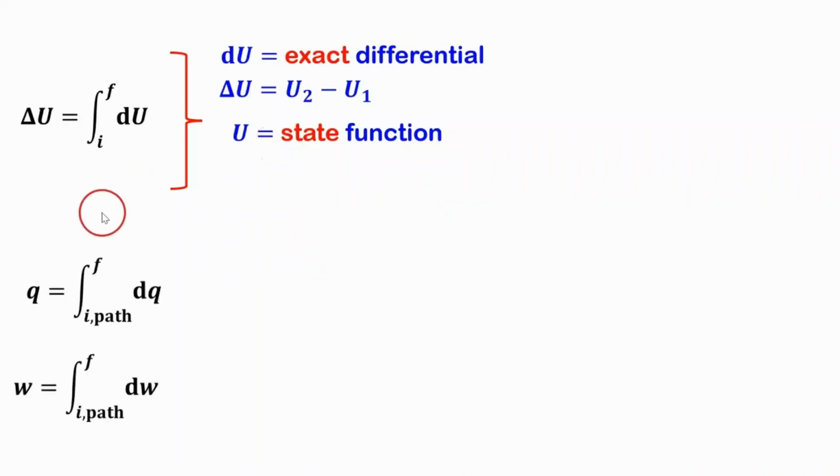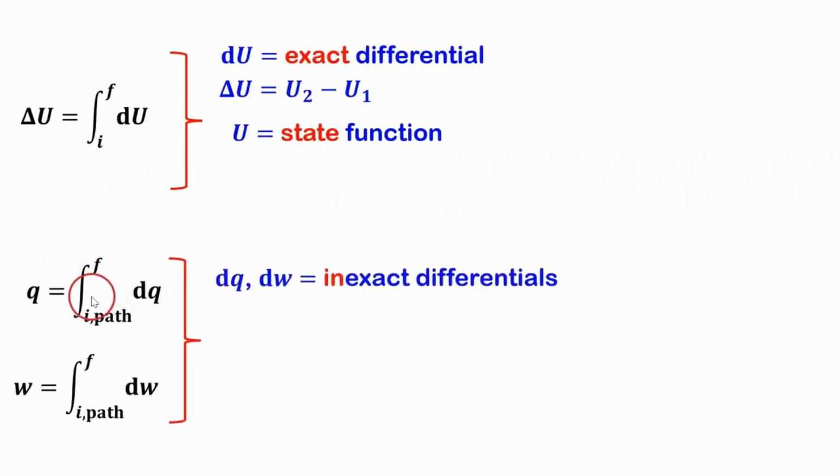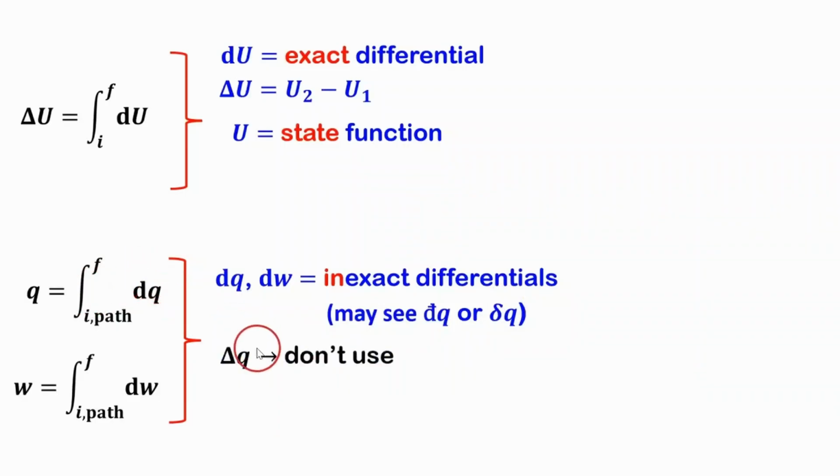But for our path functions, the integral is not equal to delta Q. These dq's and dw's are called inexact differentials, and we may write it with the bar or this little delta, or this delta might have a bar as well, indicating it's not a true differential. We can't integrate and get the change. So don't use this delta Q because there's no initial heat or final heat. There's only heat during the process.